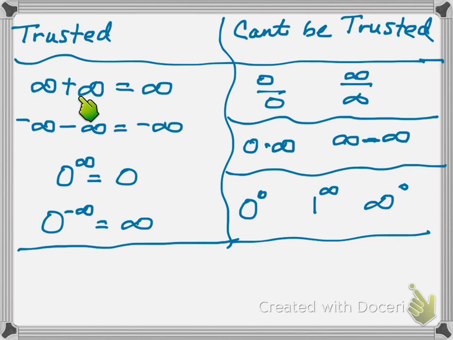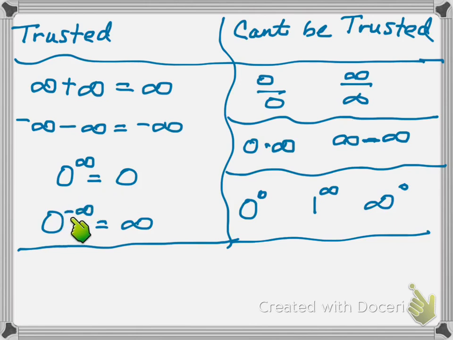Really big number plus really big number always equals really big number, and that's going to be infinity. Same with a negative large number and a negative large number. And here's one you probably wouldn't think a whole lot about. 0, if you ever get a 0 to the infinity power, that means an infinite number of zeros multiplied together. And guess what? It's still 0. That's not going to change.